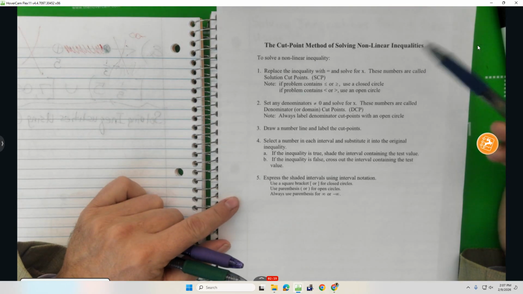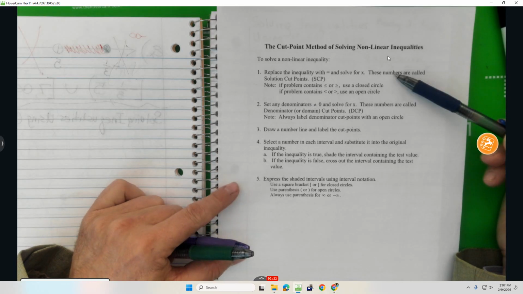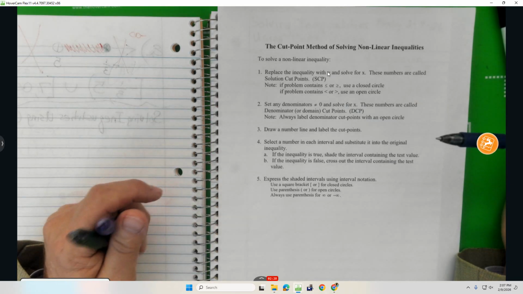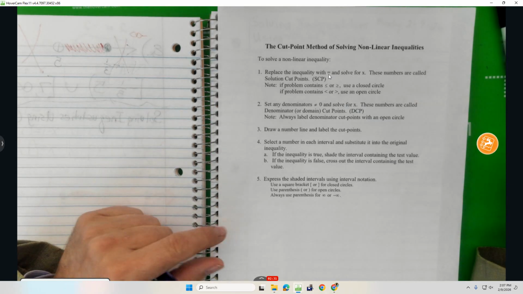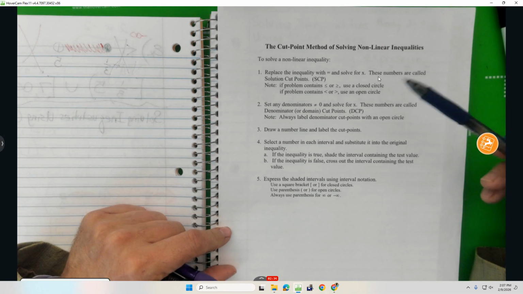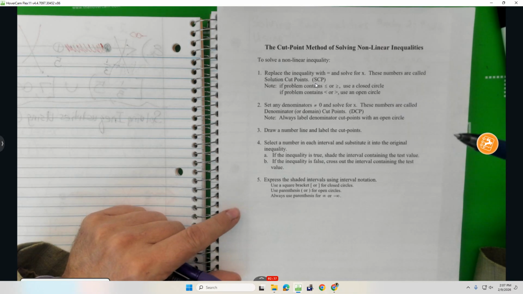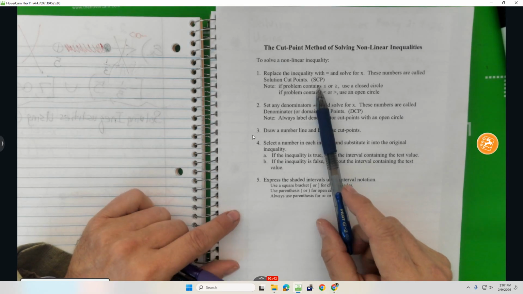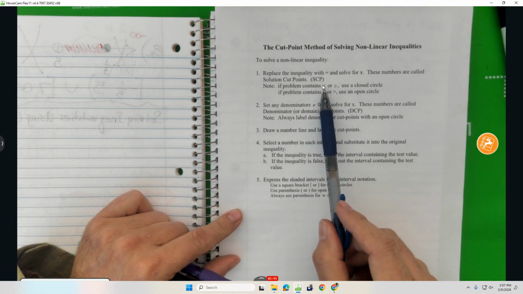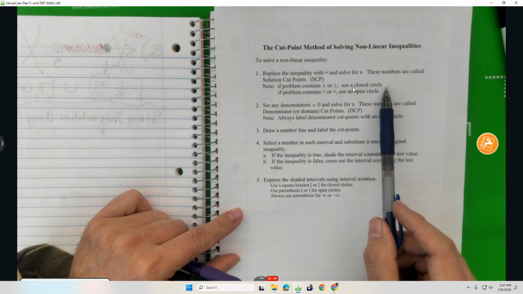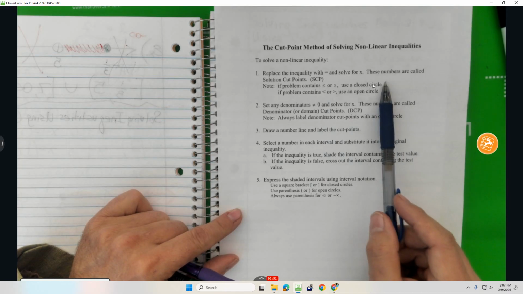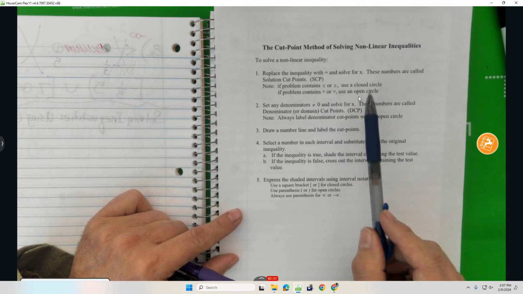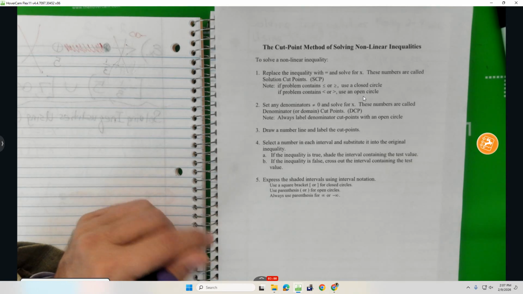To solve a nonlinear inequality, the first thing we're going to do is replace the inequality with an equal to. We're turning it into an equation, so you'll have to remember all your equation solving skills. The numbers you get here are called solution cut points because they're the solutions to the equation. Now, we'll be labeling these numbers on a number line. For less than or equal to or greater than or equal to, you'll use a closed circle. If it's just less than or greater than, you're not going to shade in the cut point. You'll use an open circle. We'll discuss that more as we go through an example.